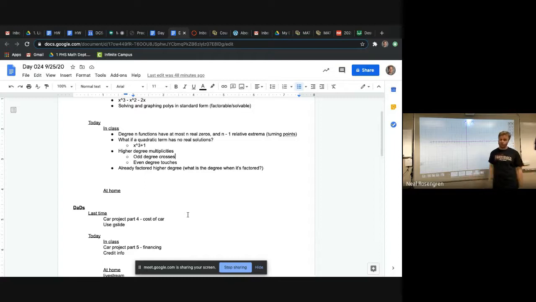It would take forever. So sometimes what we'll do when we write functions, so p of x, is instead of writing it in standard form, we can write them already factored. And usually that's what we'll do when our functions are much higher degree.